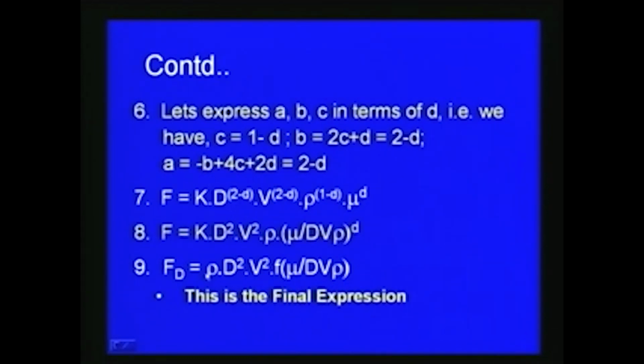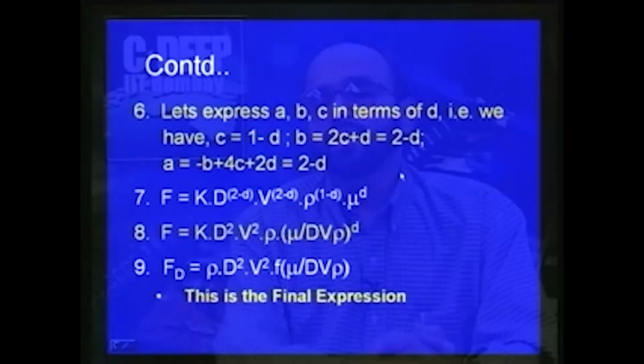To finally get the drag force, F D equals rho D square V square, as a function of mu divided by rho V D. So, this is the final expression. This is the way in which we do the dimensional analysis using Rayleigh's method.